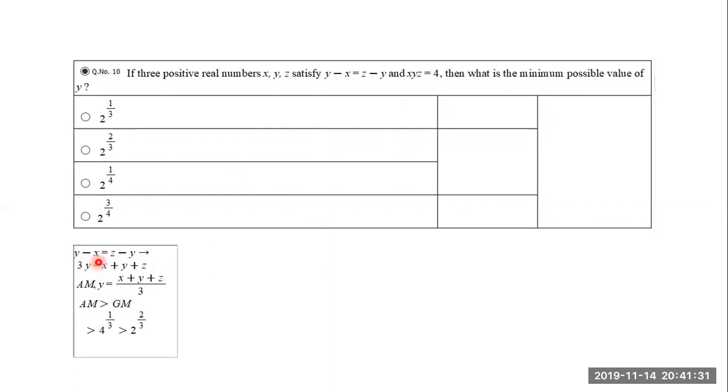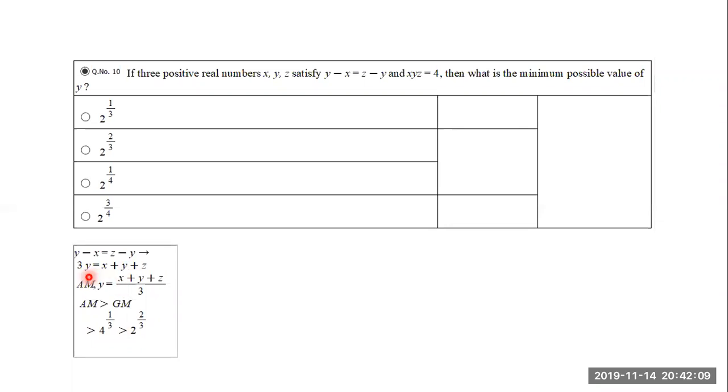Now, y minus x is equal to z minus y. Therefore, 2y is equal to x plus z. Adding one more y, 3y is equal to x plus y plus z. And then arithmetic mean is (x plus y plus z) by 3. What is the geometric mean? Geometric mean is (xyz) to the power of 1 by 3, since I am taking 3 values. But xyz is given as 4. Therefore, 4 power 1 by 3 is 2 power 2 by 3. Therefore, arithmetic mean is at least 2 power 2 by 3. So the minimum positive value is 2 power 2 by 3.